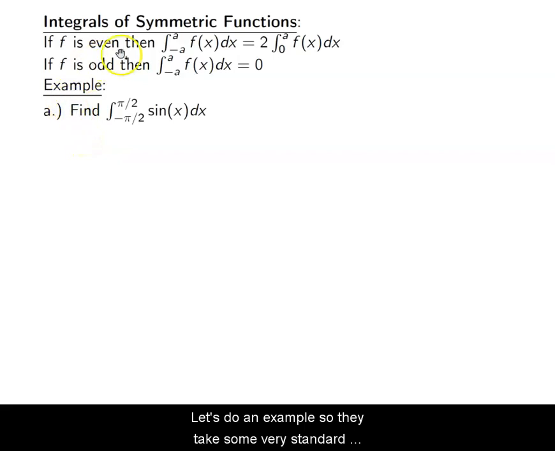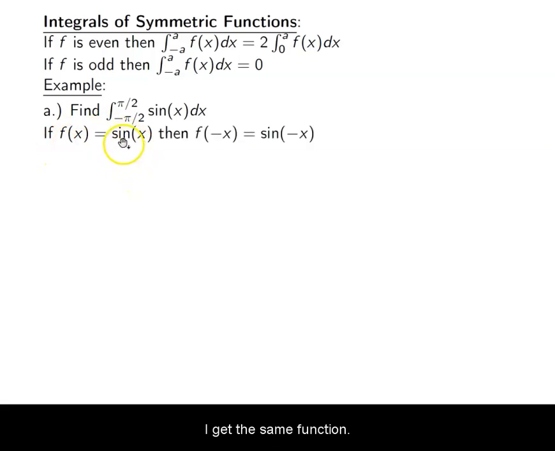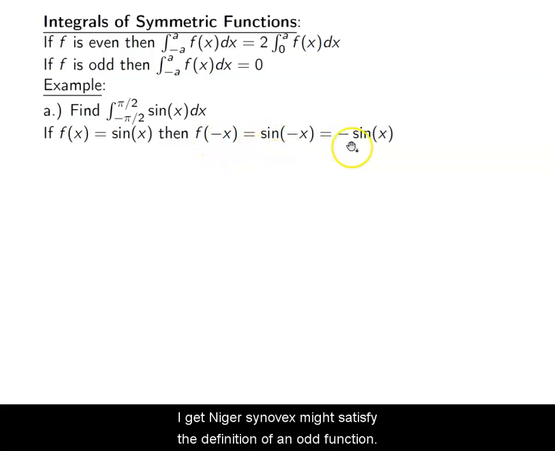Let's take some very standard odd and even functions, sine and cosine. Think about the graph of sine and what it looks like from negative pi over 2 to pi over 2. This would be an example of an odd function. First, let's prove that it's odd. The definition of odd is that if I change the sign of the input, I get the negative of the function. So if I plug negative x into sine, I get negative sine of x.